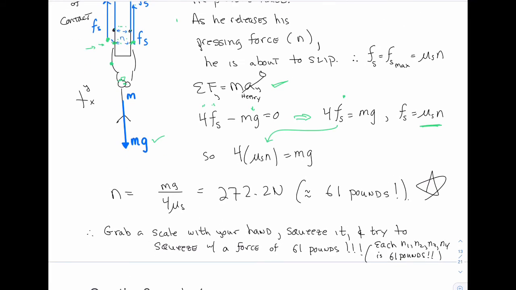Okay, so that's what they have as the answer, but convert that to pounds. It's about 60 pounds. So if you took a scale and gripped it between your thumb and fingers, that means you would have to press so that the scale would read 61 pounds. Okay, so that's an enormous amount of force to press to be able to support yourself on a beam like that.